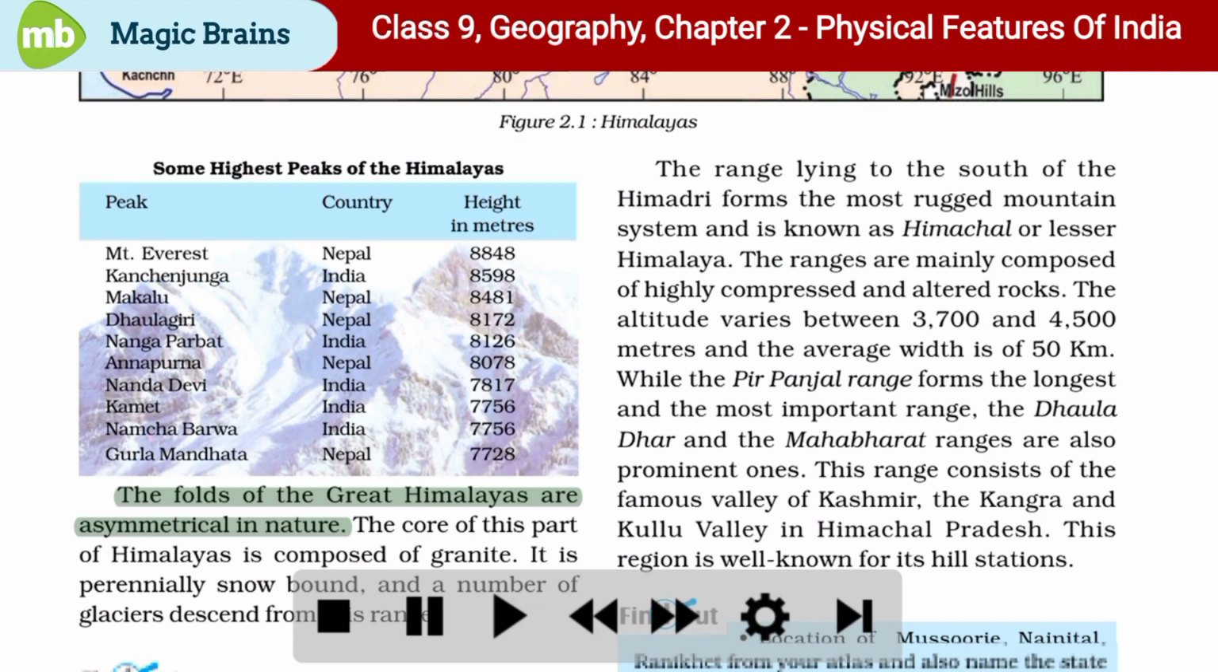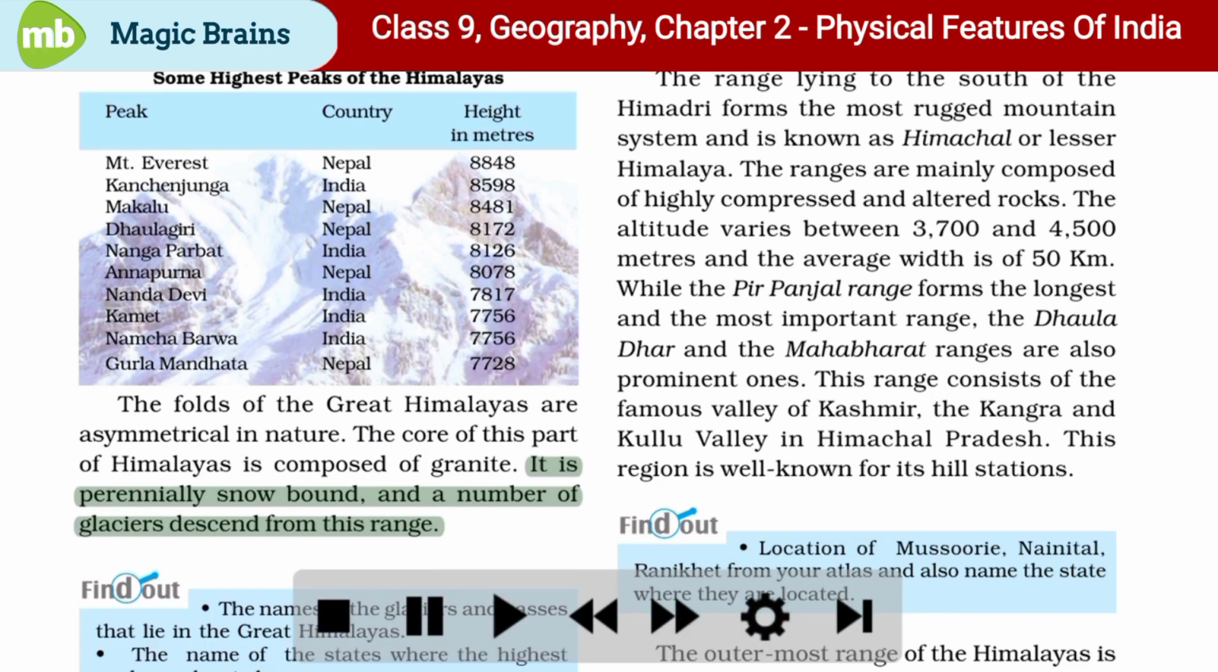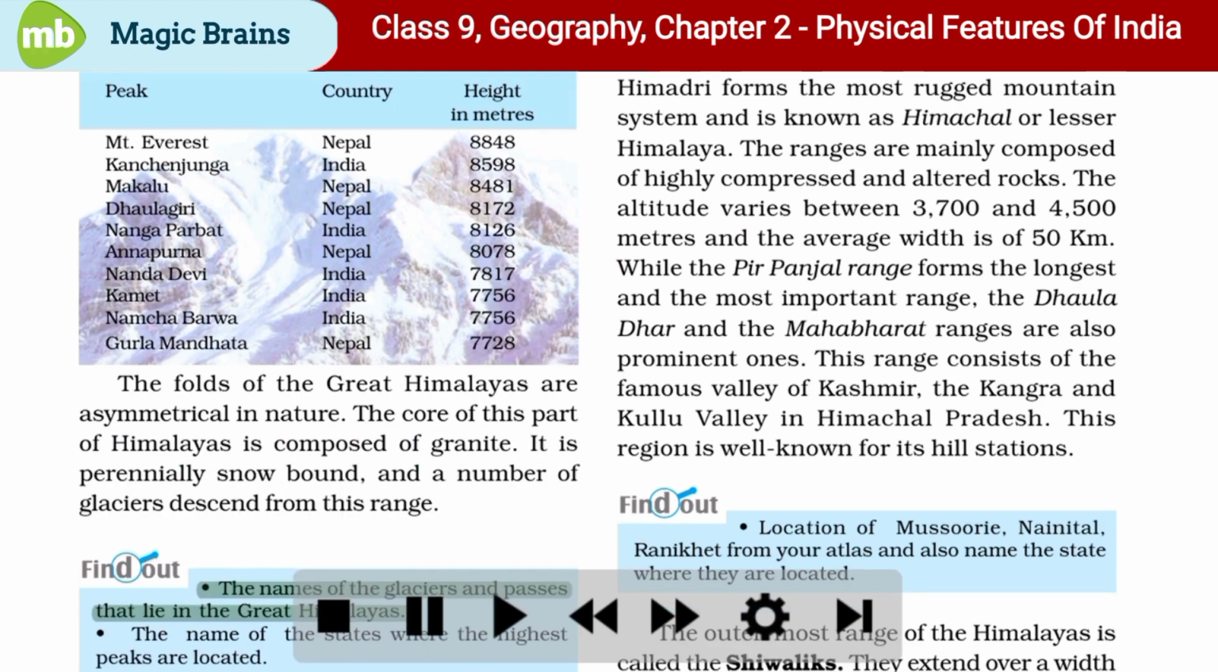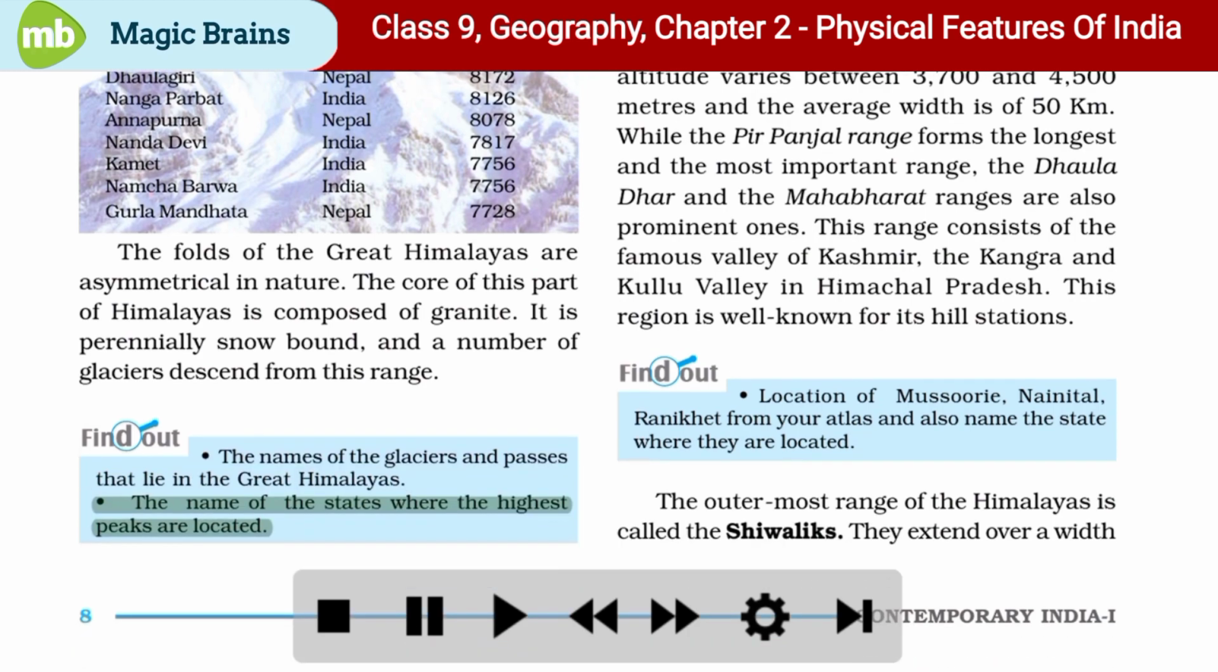Now from the text. The folds of Great Himalayas are asymmetrical in nature. The core of this part of Himalayas is composed of granite. It is perennially snowbound, and a number of glaciers descend from this range. In a box, there's a query given. Find out, friends, the names of the glaciers and passes that lie in Great Himalayas. Also, the name of the states where highest peaks are located.